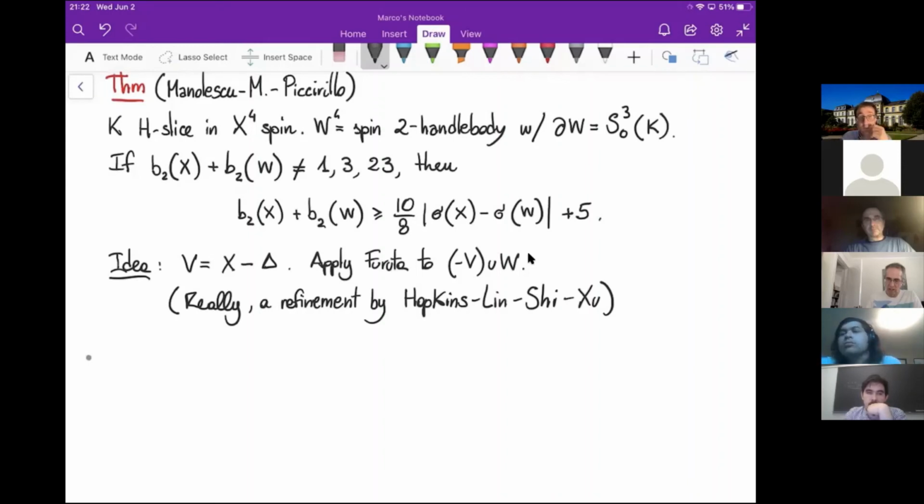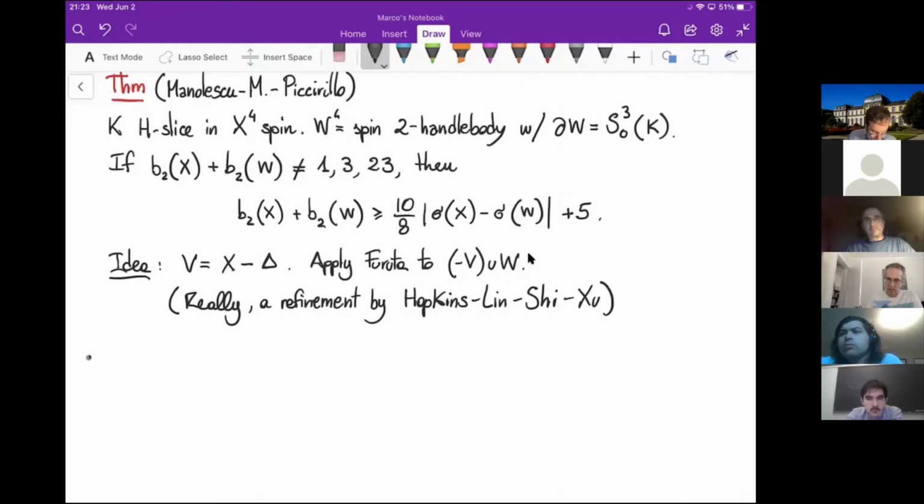And then you apply Furuta's theorem, but really you apply a refinement of Furuta's theorem by Hopkins, Lin, Shi, and Xu. And this is why you get the funny-looking condition of the sum of the Betti numbers being different from 1, 3, and 23.